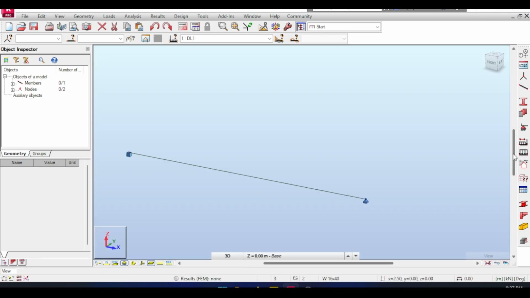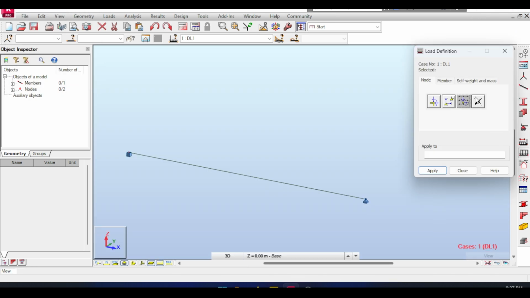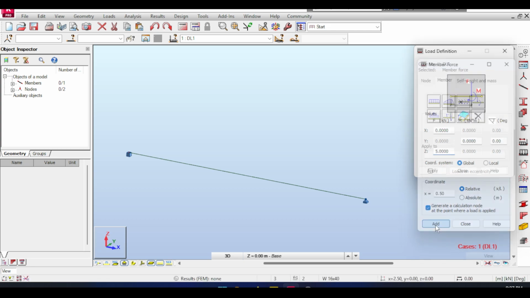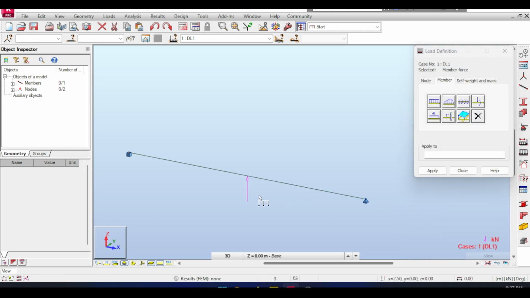So now continuing with this, I will define a new load. This load is going to be a member load, and it's going to be dead in the center of the member. Let's say it is 0 in the X, 5 up in the Z. And I'll just add the load here and add a load in the middle. So now we have a load dead in the center with 5 kilonewton force.